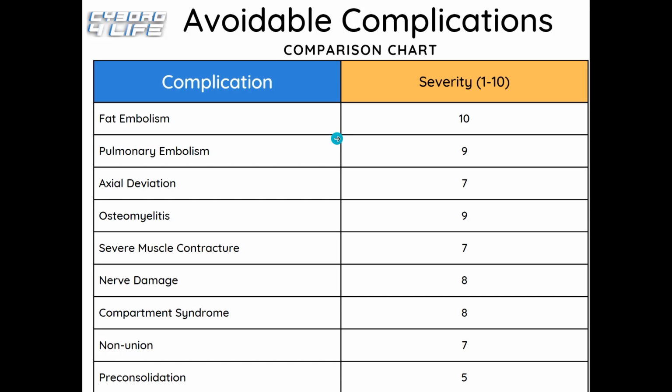All right, so now we're going to go over the avoidable complications comparison chart, and we have two columns. We have the complication, and we're going to talk about its degree of severity. I didn't want to put the likelihood that each might happen because they're avoidable. They shouldn't happen. But anyway, let's go ahead and go over these.